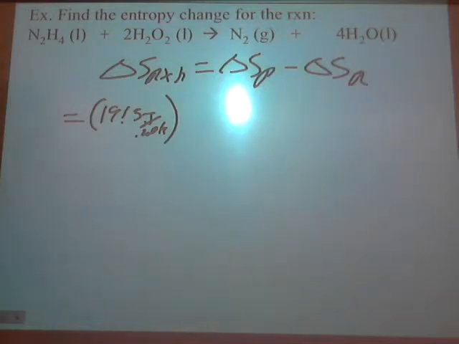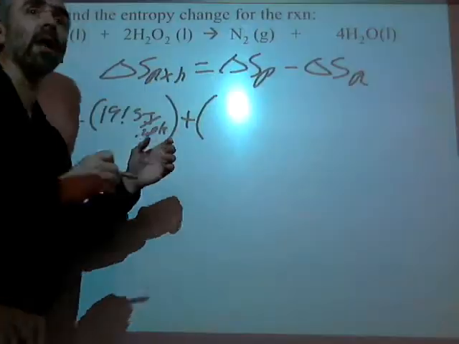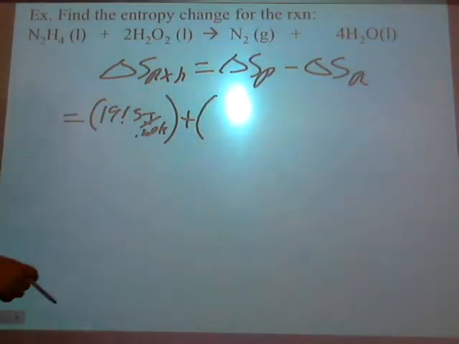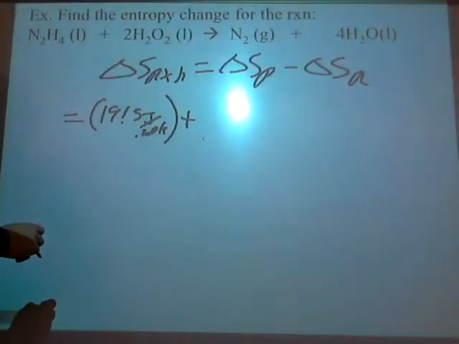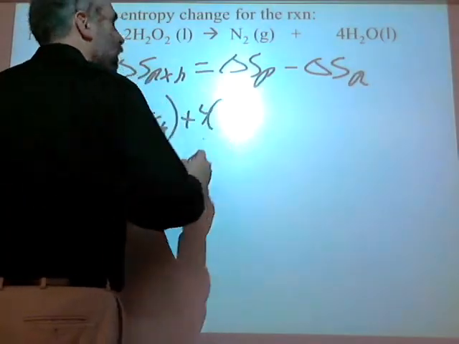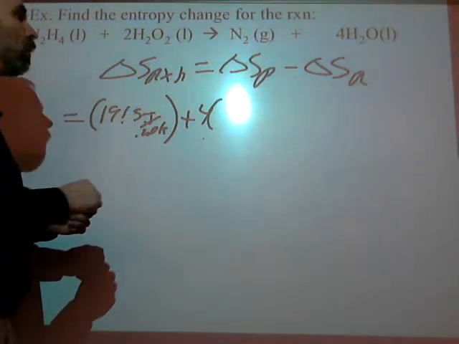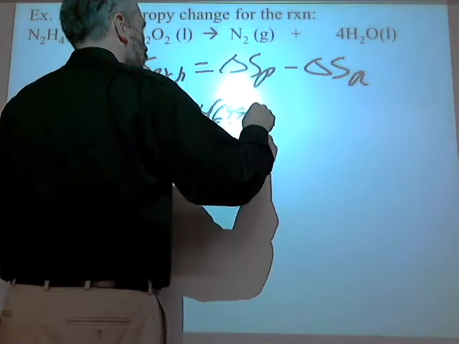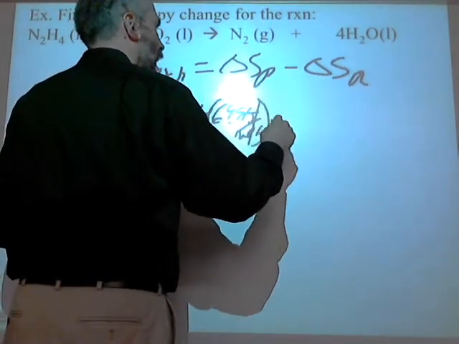These are all the mistakes you'll make. I know. Plus, do you have for your other guy 4? Oh, I only have 4 there. I got 130. Yep, because you're supposed to subtract, not add. 4 times what? 69.91, you get that? Yeah. Joules per mole Kelvin.